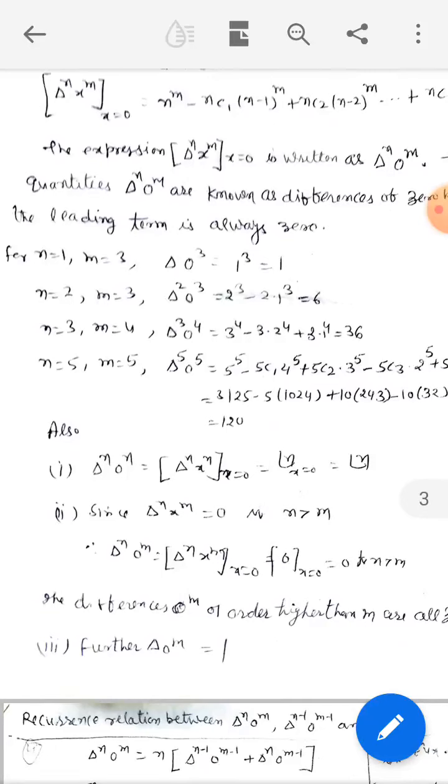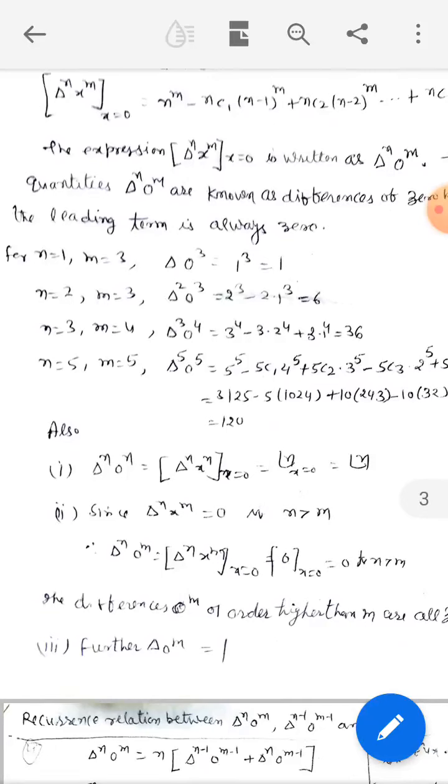The recurrence relation is between the n-time difference of 0 to the power m, the n minus 1 time difference of 0 to the power m minus 1, and the n-time difference of 0 to the power m minus 1. The proof we can write from the left-hand side. This is equal to n to the power m minus nC1 (n minus 1) to the power m plus nC2 (n minus 2) to the power m minus, and the next term, up to plus nC(n minus 1) to the power m, which can be written as n to the power m minus n minus 1 to the power m plus (n minus 1) factorial 2 into (n minus 2) to the power m, and so on, plus n into minus 1 to the power n minus 1.